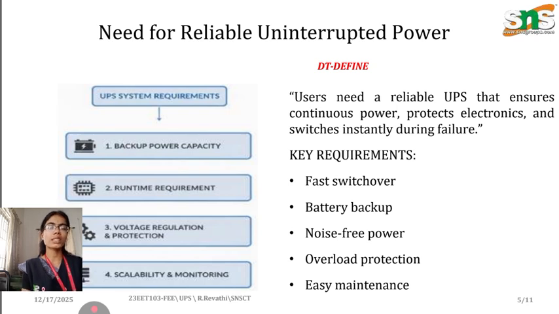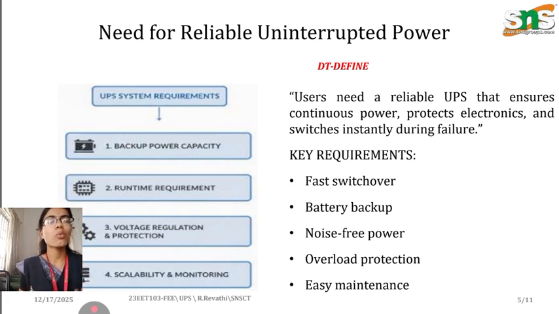This UPS acts as a battery which stores energy in the form of DC. It takes an AC supply and converts it into DC using a rectifier. So it stores the energy in the battery, and then the DC source is converted into an AC source, and we get the supply through the UPS.